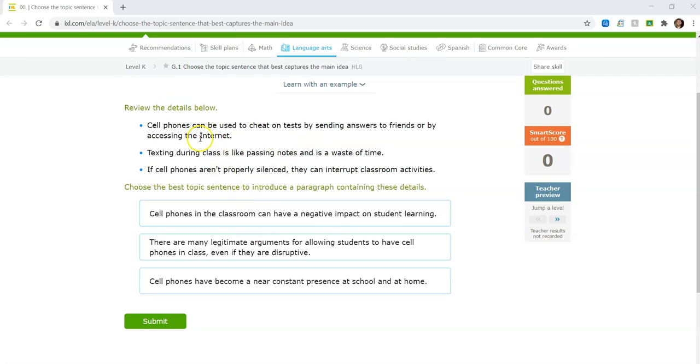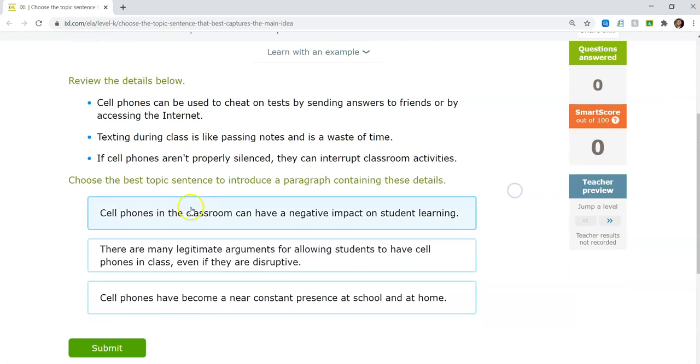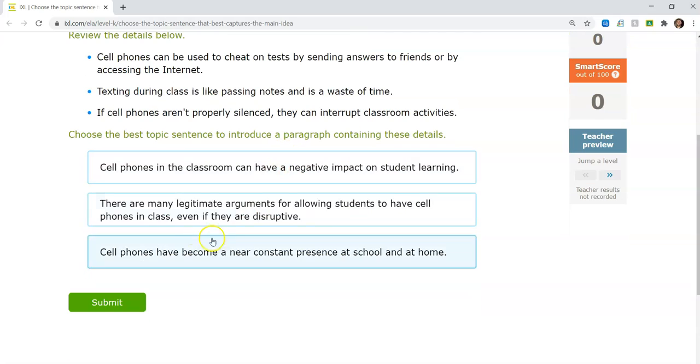Okay, so I'm reviewing the details. Cell phones can be used to cheat on tests by sending answers to friends or by accessing the internet. Texting during class is like passing notes and is a waste of time. So we got two things connecting cell phones to school stuff. If cell phones aren't properly silenced, they can interrupt classroom activities. And let me just zoom in a little bit. So that means looking at cell phone disruptions. Cell phones in the classroom can have a negative impact on student learning. That looks like a good one.